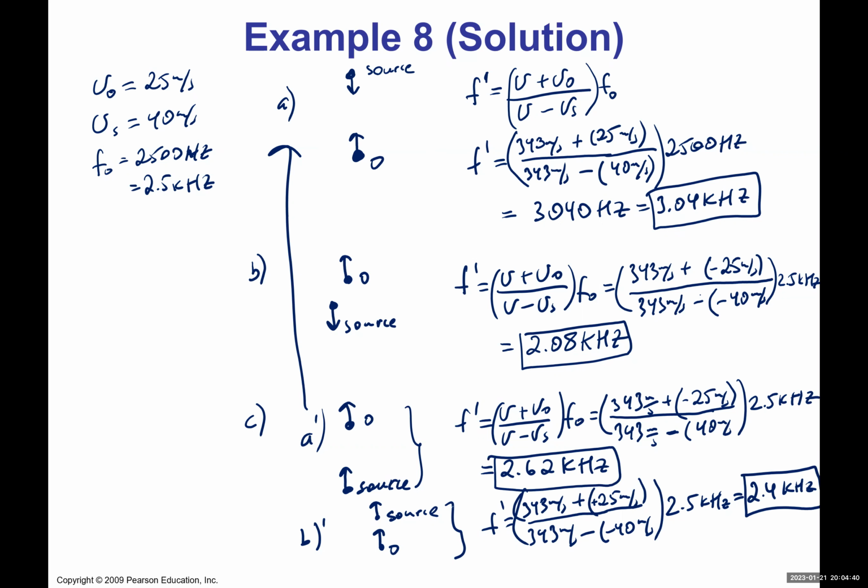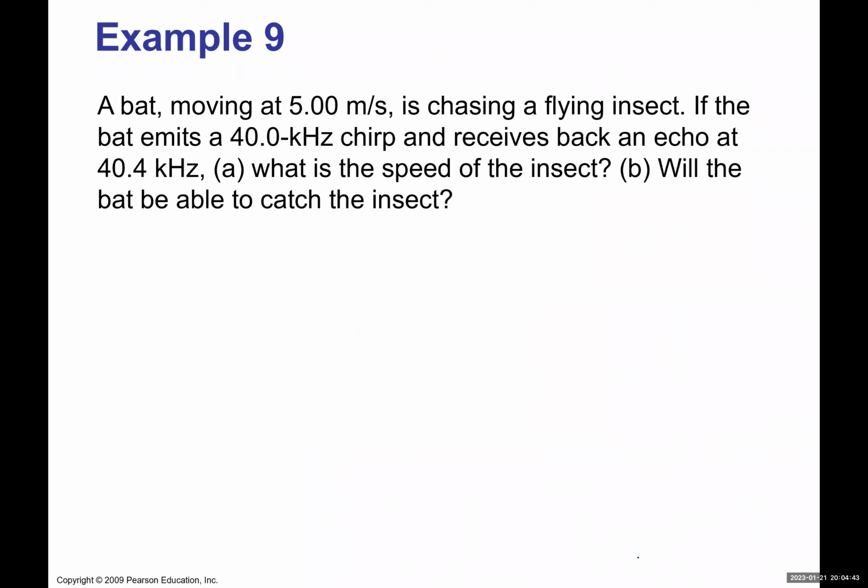All right. So one more example dealing with the Doppler effect. Here we have an interesting problem because you're going to see that this is slightly different. A bat moving at 5 meters per second is chasing a flying insect. If the bat emits a 40 kilohertz chirp and receives back an echo at 40.4 kilohertz, what is the speed of the insect? And based on that, will the bat be able to catch the insect or not?